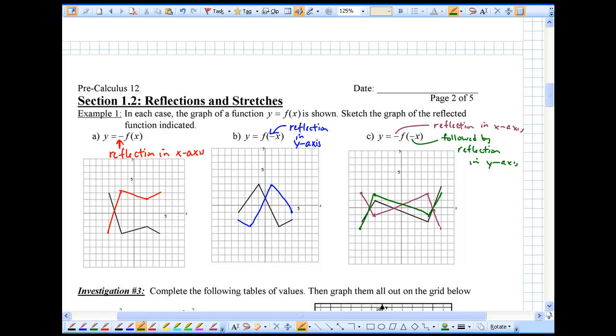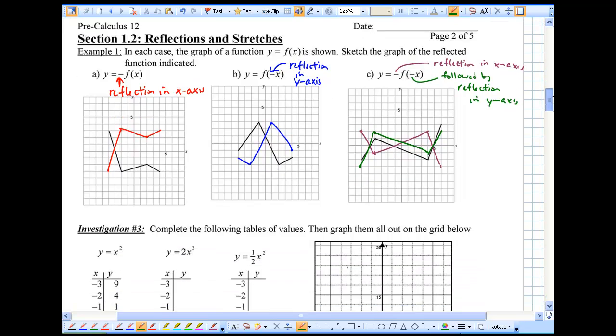Now in this case the order doesn't really matter, because if I did it the other way around, if I did the reflection in the y first then the x, I should get the same thing. Alright? Okay, so if you've done that, let's move on to investigation number 3.